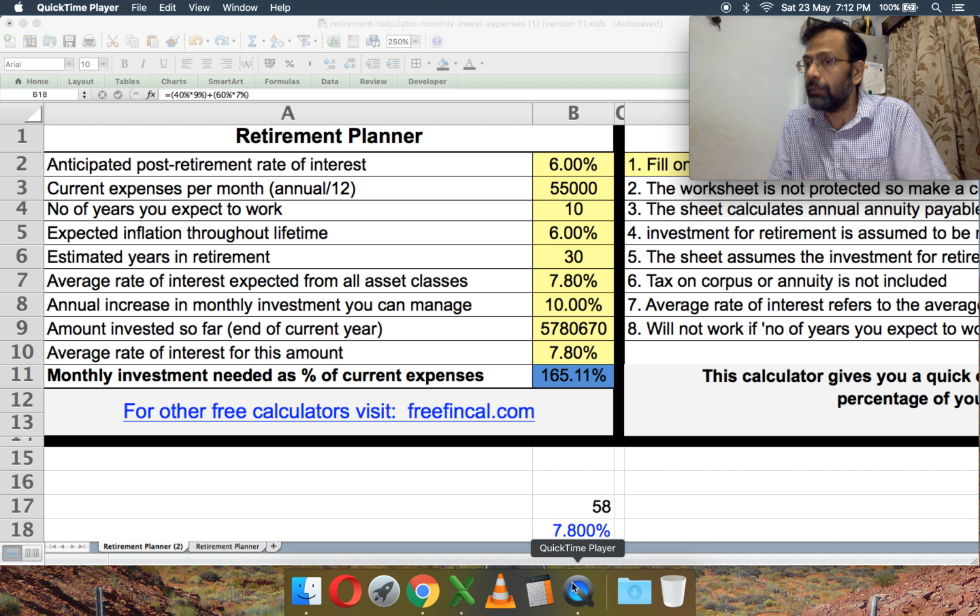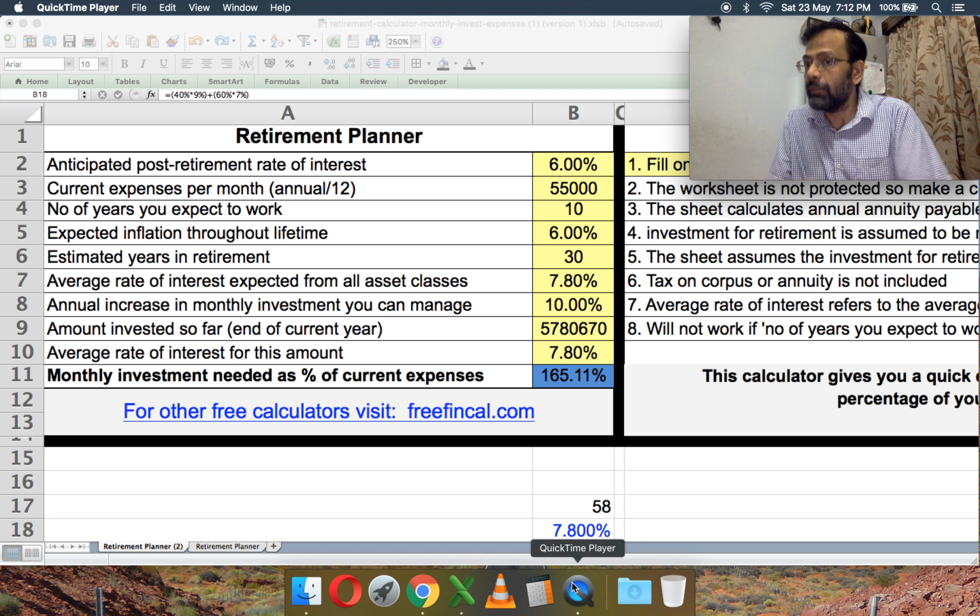He says he will manage a 10% increase year on year in his investment amount, and over the last 10 years he has accumulated 57.8 lakhs, which he assumes will also grow at the rate of 7.8%. And if you do that, he has to invest 165% of that 55,000 rupees.